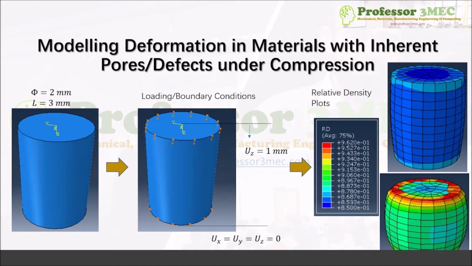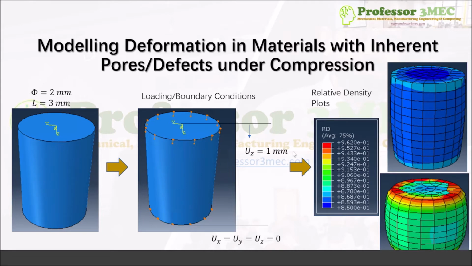So this part is more of a practical part where I will show you how to construct the model, run the simulation and get the results which are shown here on the screen. We will construct a cylinder which will have these dimensions, 2 millimeter diameter and length of 3 millimeters. We will apply a compressive load where we will fix the bottom surface in all directions while we apply a vertical displacement of 1 millimeter from the top.